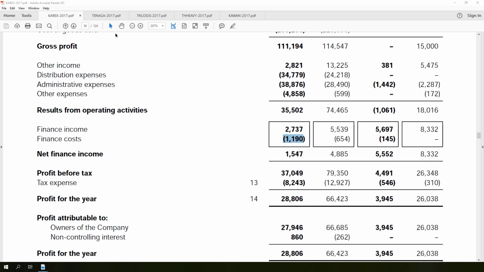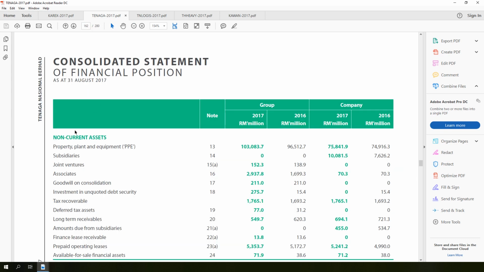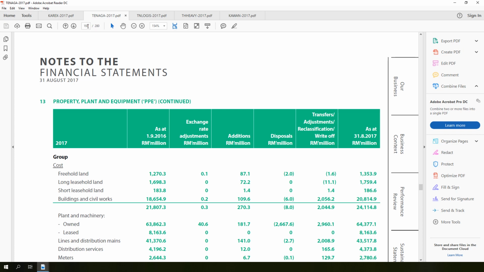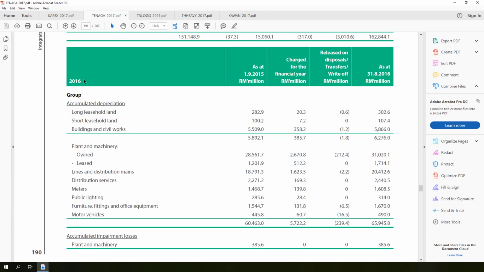The next example is our beloved Tenaga. Navigate to the balance sheet and search for property, plant and equipment. Go to Note 13. To find information on the capitalized interest, let's go down.